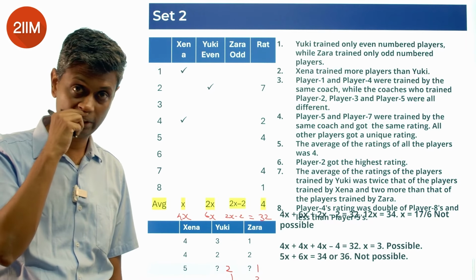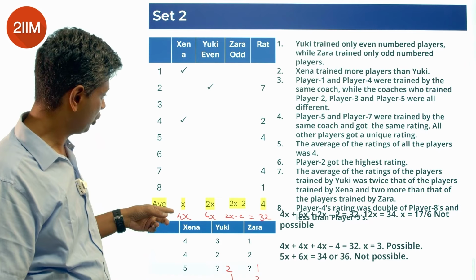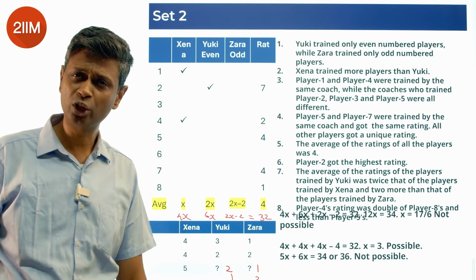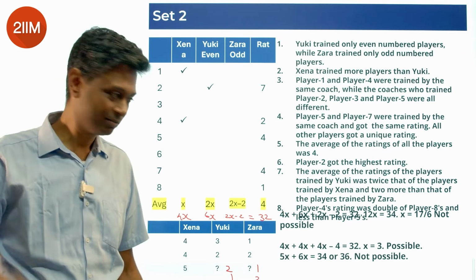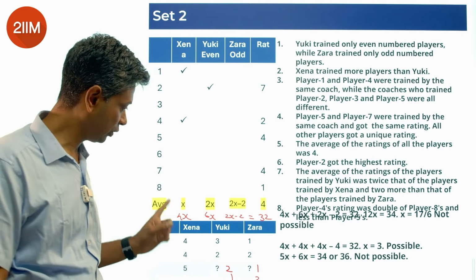34 by 12 being the average is not possible because there will be 4 candidates here. 34 by 12 is something by 3. That cannot be the average here. So we cannot have 4, 3, 1.